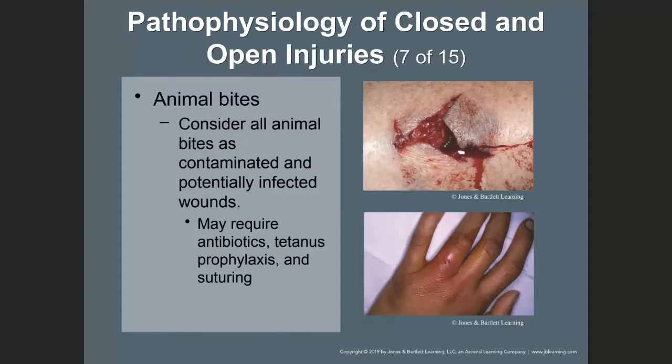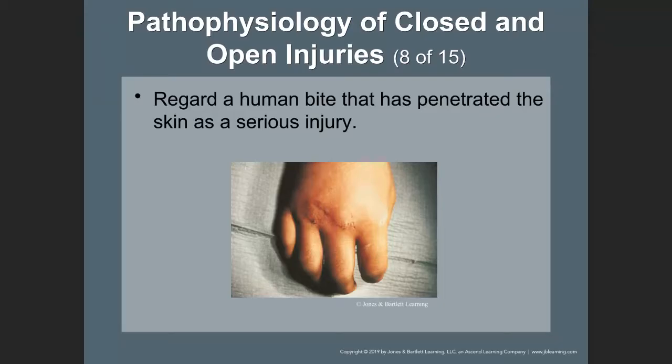Animal bites, pathophysiology of closed and open injuries continuing. Animal bites. Consider all animal bites as contaminated and potentially infected wounds. May require antibiotics, tetanus prophylaxis, and suturing. Regard a human bite that has penetrated the skin as a serious injury.